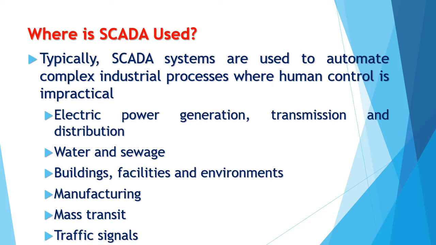Second, we have water and sewage. So the data monitoring of water consumption and the sewage treatment plant, for example, is controlled by SCADA, and even sewage networks under the cities are sometimes monitored by SCADA applications in case of overflow. Buildings, facilities, and environments. Of course, in buildings, we have CCTVs, and then there are parts of buildings wherein, for example, automatic lock on the doors or automatic unlock can be controlled by SCADA.